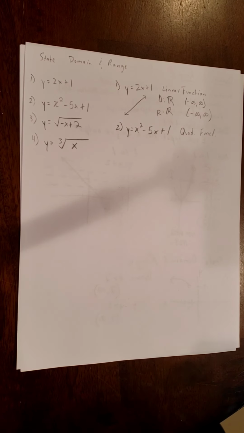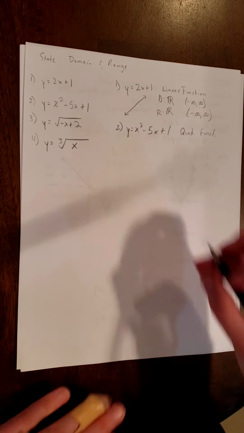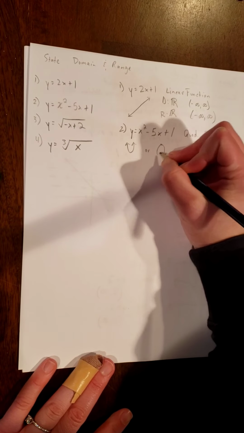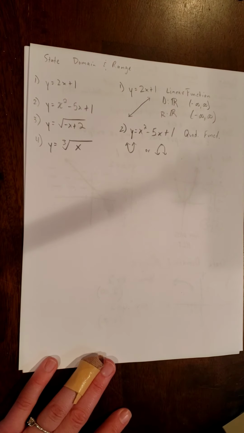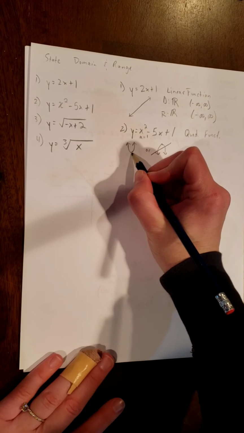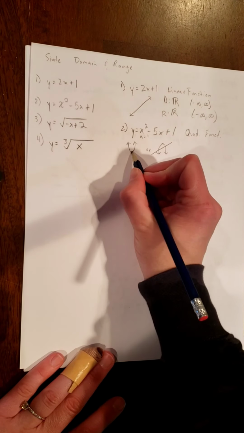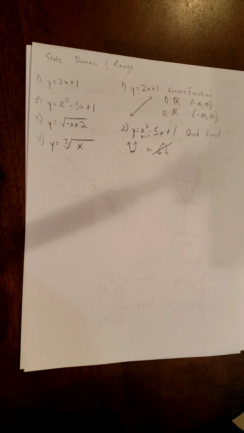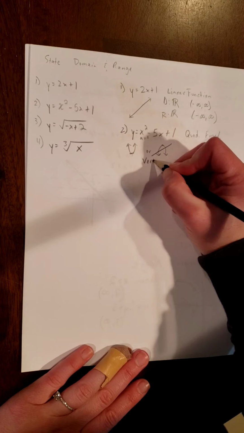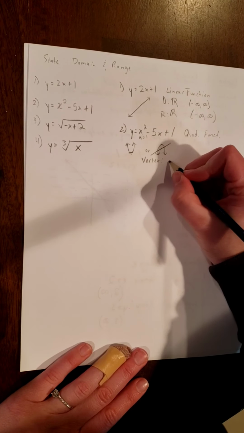Now, if you think about the graph of a quadratic, it's either going to look like this or it's going to look like this. All depends on what a is. This is in standard form. A is 1, so the graph is going to look like this. So we know our range, we're going to have a minimum value. So we have to figure that out. That minimum value is coming from the vertex.